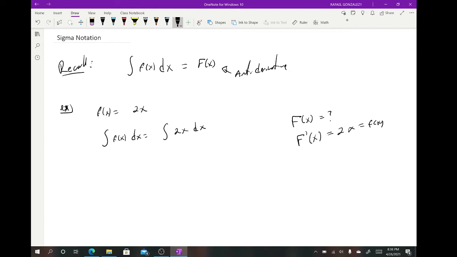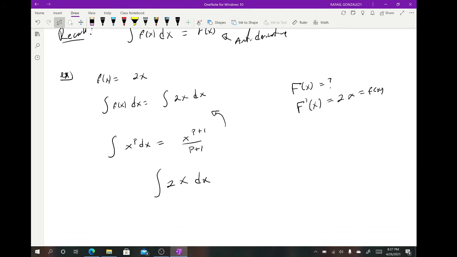Now, last time I introduced a rule on how to do this, which I call the reverse power rule, that said the following: if you have something of the form the integral of x to the p dx, then that is equal to x to the p plus 1 divided by p plus 1. So if we go back up here to this problem, we have the integral of 2x dx. And much like with the derivative, we had the constant multiple rule that allowed us to pull out this 2 to the outside of the integral sign. So we could write it as 2 times the integral of x dx.